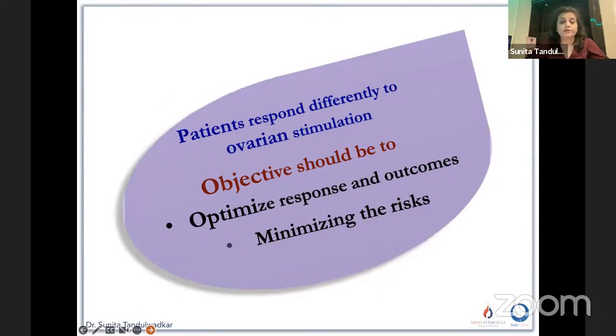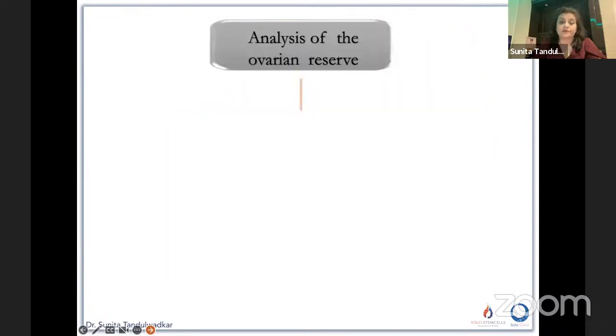Another important thing we all need to know is that patients respond differently to the same drugs. So we need to optimize our response and outcome and minimize the risk also. Remember one important thing: don't think the same letrozole will work the same way in all patients.